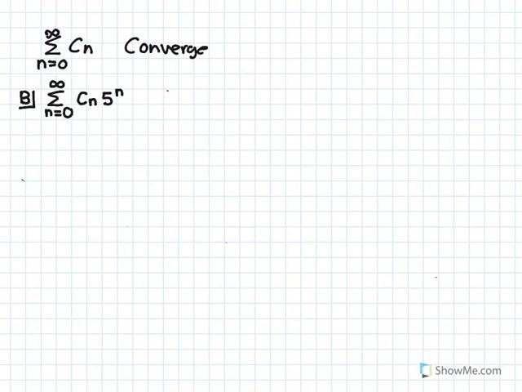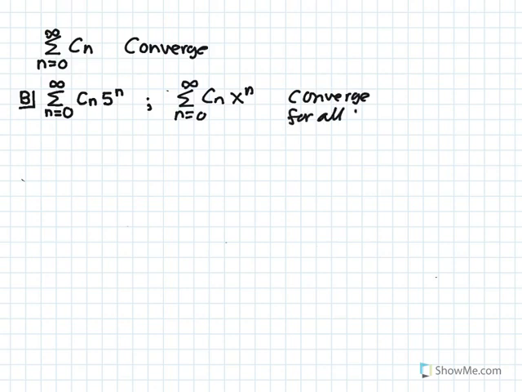Now, we know that the summation of c sub n x to the n, n equals 0 to infinity, converges for all x in the interval -5 to 5. So the radius of convergence must be at least as large as 5.